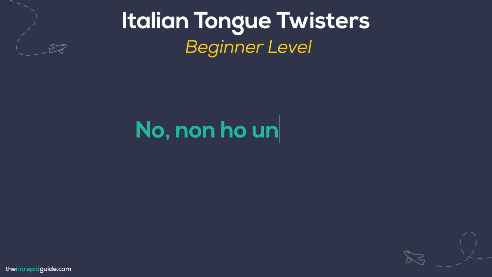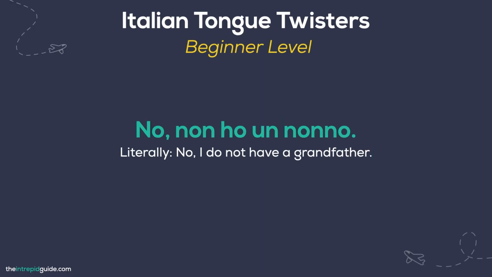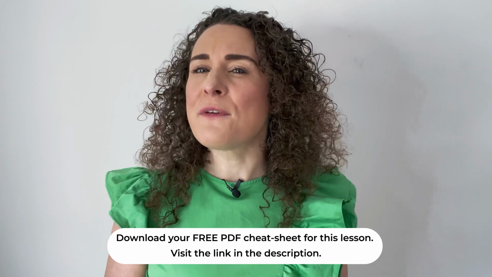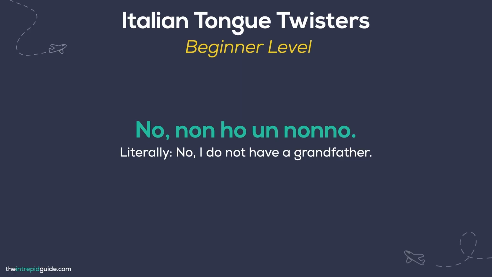The next tongue twister is No, non ho un nonno. This literally means no, I do not have a grandfather. This phrase teases your tongue with single versus double consonants. Also, notice how the vowel before a double consonant is pronounced shorter, as in nonno for grandfather, compared to non, meaning not, where the sound is much longer.